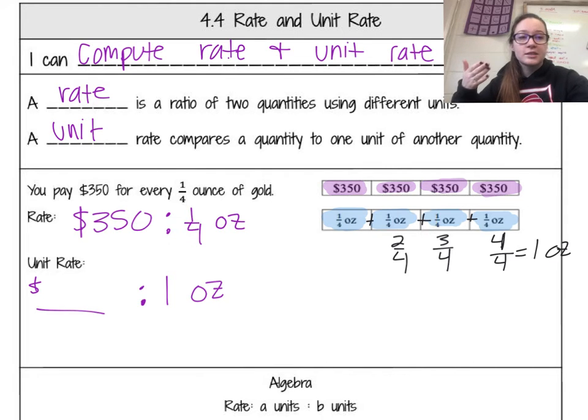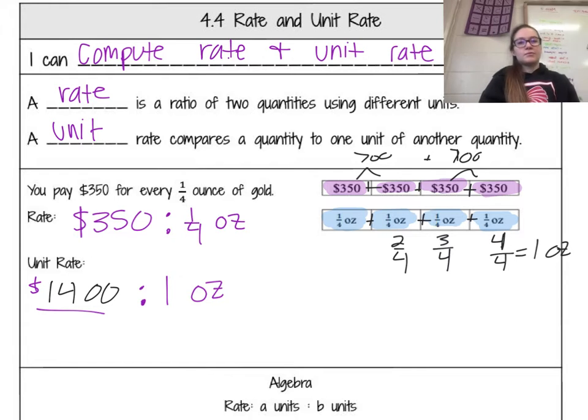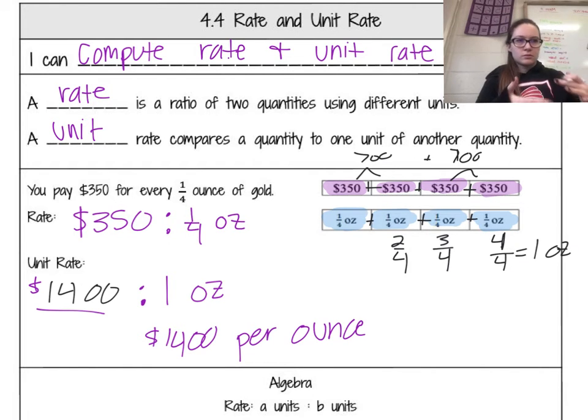So to figure out the cost, I have to add these together. So this is going to be 700 plus 700. It's going to give me $1,400. Okay, so the unit rate is $1,400 to 1 ounce. We also might write that as $1,400 per ounce.